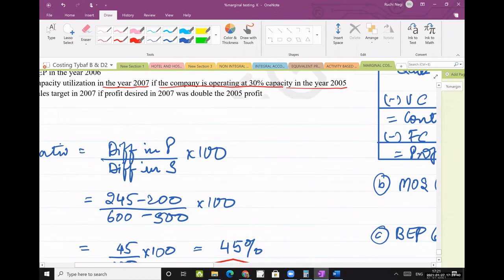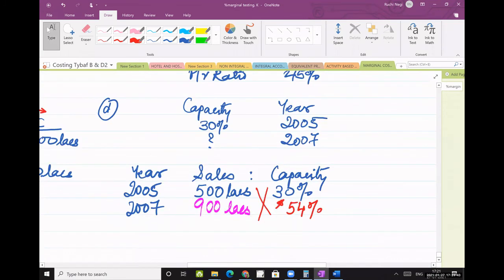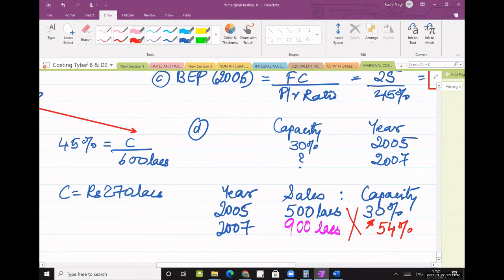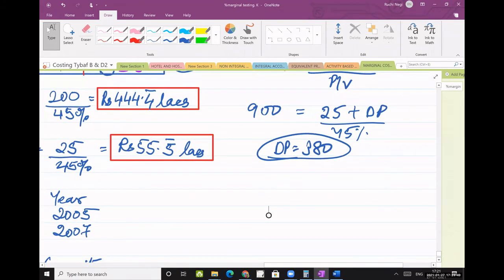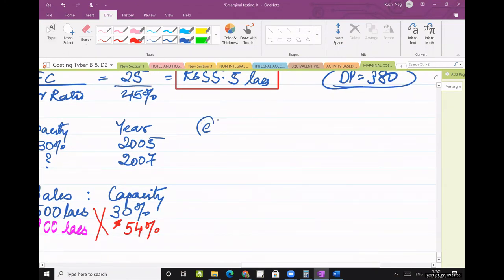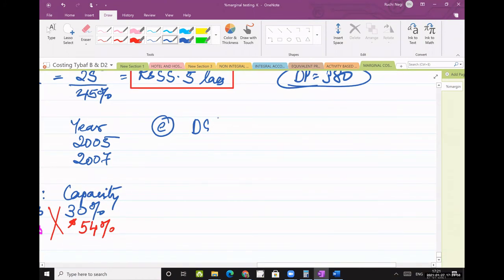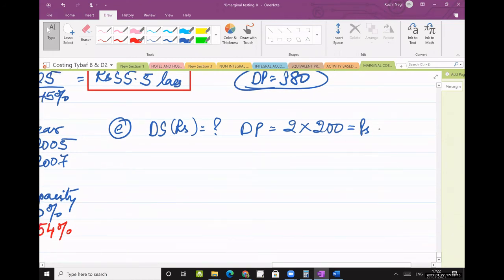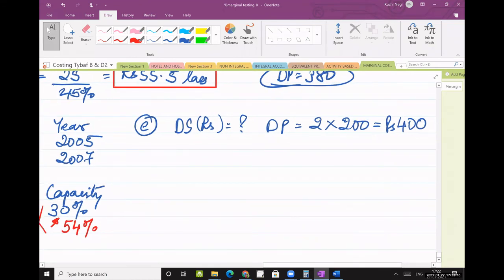So A हो गया, B हो गया, C हो गया, D हो गया. Now let us calculate E. Okay, E. So you have to calculate desired sales and desired profit is given that it should be double, twice of 200 rupees. So that is 400. 2005 के प्रॉफिट का डबल बोला है. Okay, 2 times of 2005 profit.